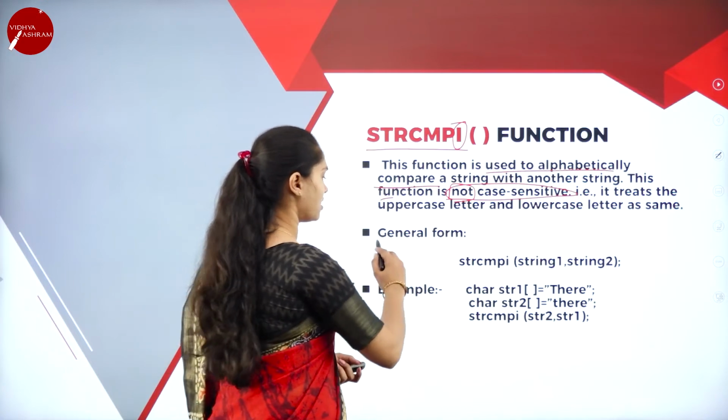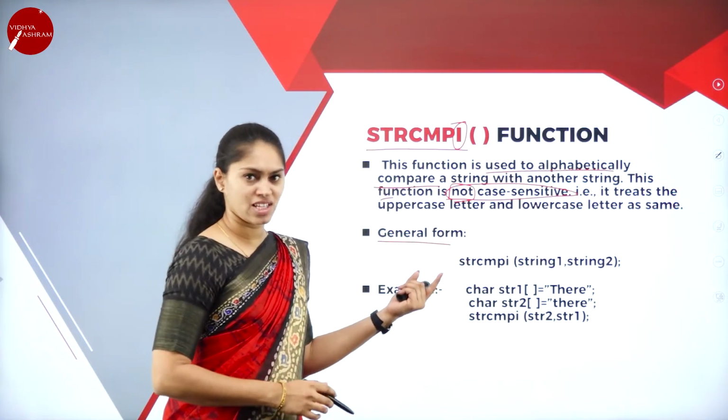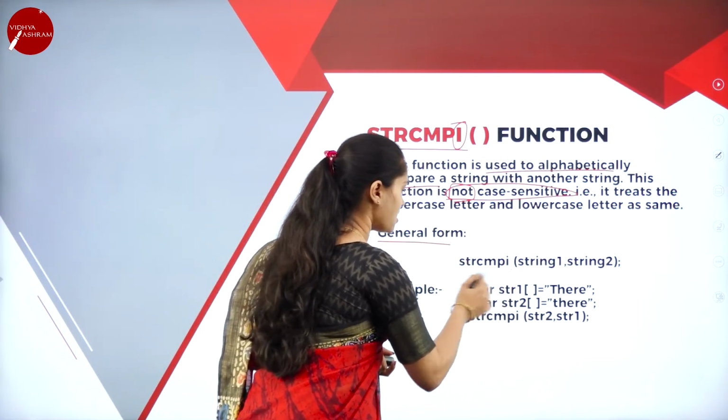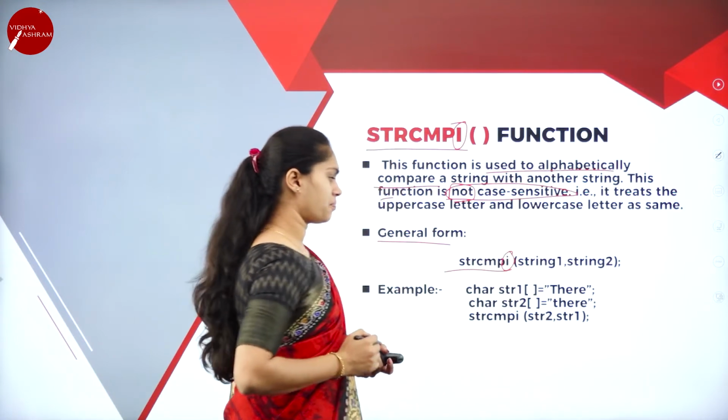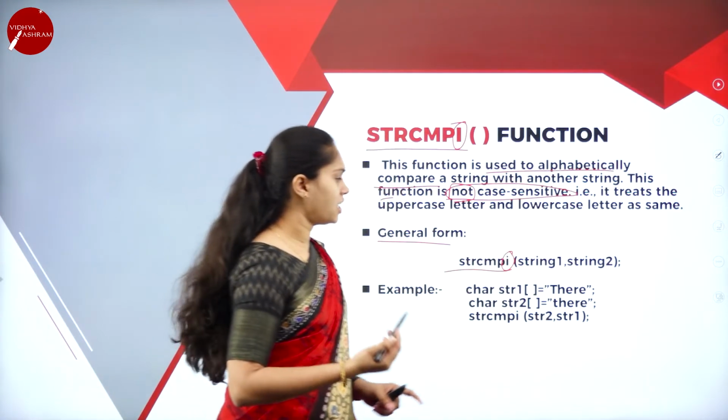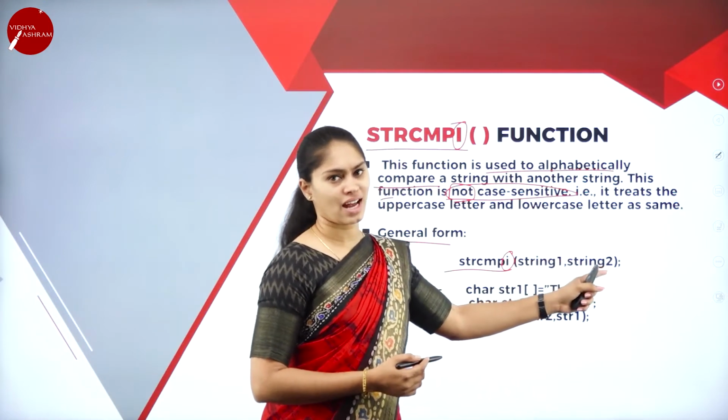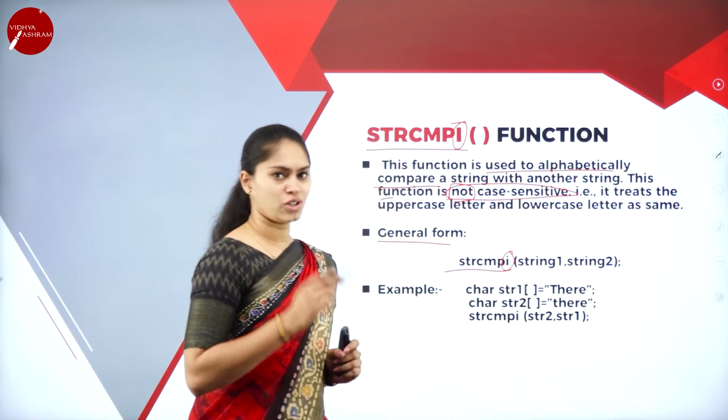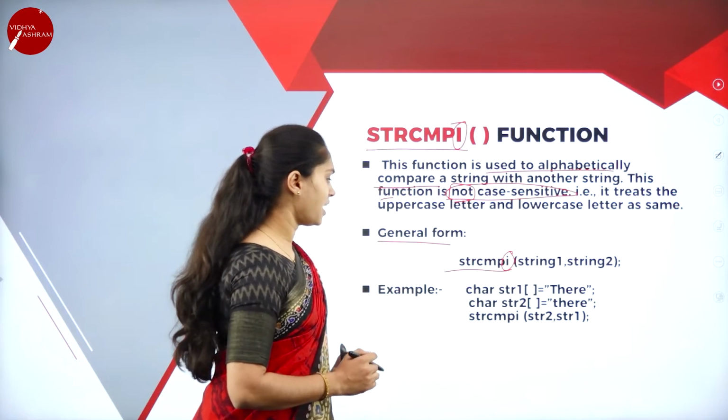So you can see the general form, which is the same as the previous one, but the main thing is here we are going to use i. strcmpi, and it has two parameters, string 1 and string 2. At last we are going to use a semicolon. So we'll see the example.